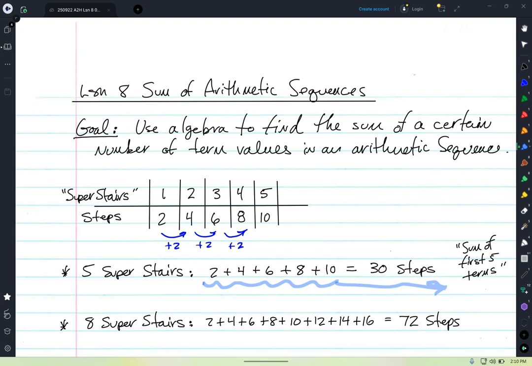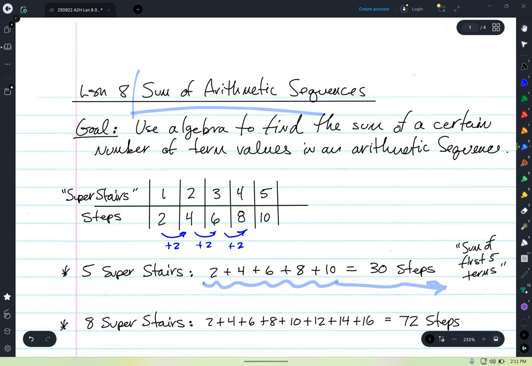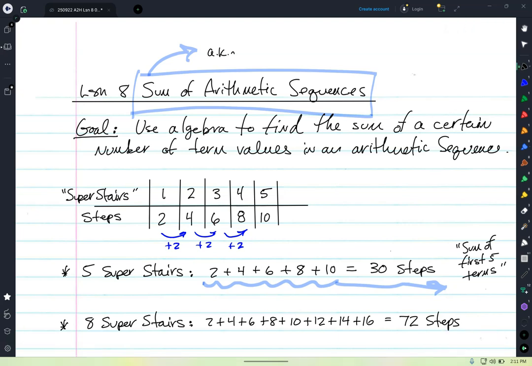Last time we were talking about sum of arithmetic sequences, right? Our arithmetic sequences have a common difference. It's the same value being added or subtracted to each consecutive term as we work through our lesson. So this actually has a fancy math name. The sum of an arithmetic sequence is also known as an arithmetic series.